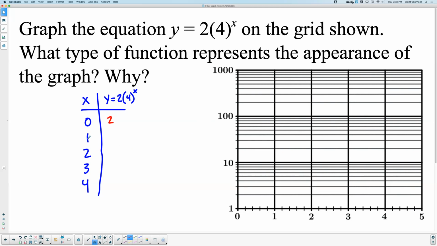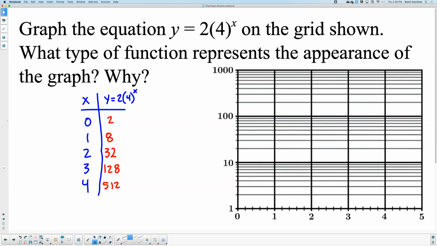2. Okay. I plug in a 1. What's 4 to the power of 1? 4 times 2? 8. Okay, we plug in a 2. What's 4 squared? 16 times 2? 32. You can see the pattern now. What's happening each time? It's multiplying by 4. So 4 to the third power, that's 64 times 2. 128. And now if you plug in a 4, oh my goodness, it's going to be a big number. That's 64, 256. Very good. Times 2. 512. There's the data we'll plot.